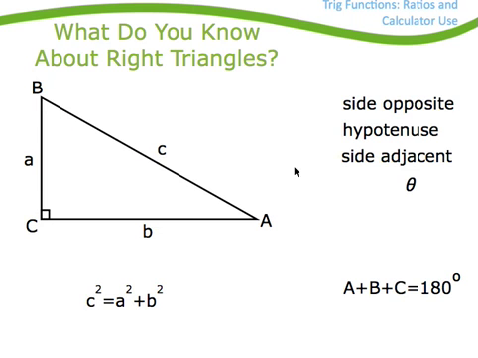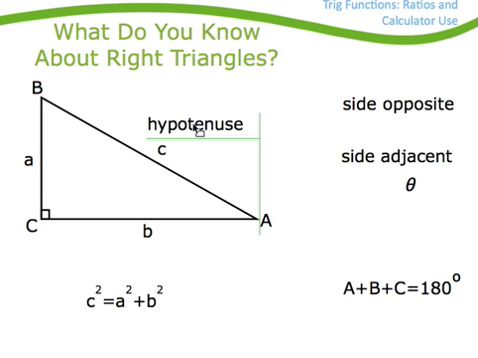Now, some other things you might have heard before are the ideas of a side opposite or a hypotenuse or a side adjacent. These ones, I guess the hypotenuse is always the longest side. So we typically refer to it as C, but we can call it any letter we want, but it's the one that's opposite the right angle. And it's always the longest side.